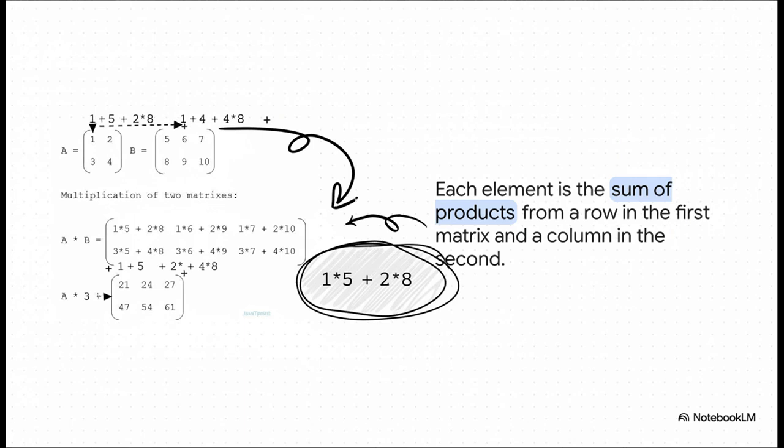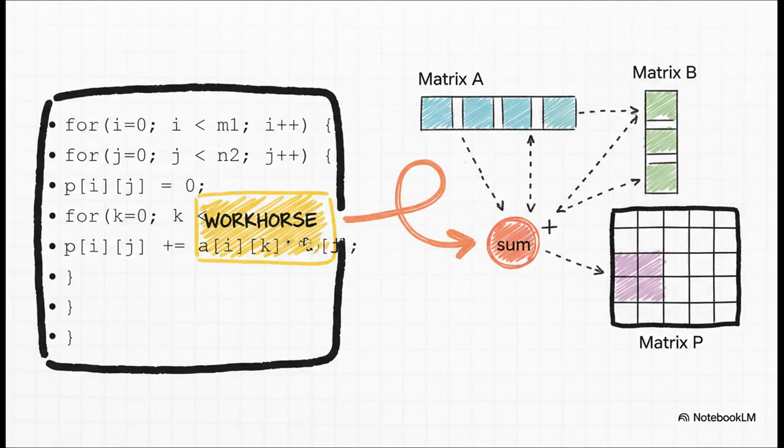This visual does a fantastic job of breaking down the actual process. So, to get just one single number in our final matrix, here's what you do. You take an entire row from the first matrix and an entire column from the second one. Then you multiply the first element of the row by the first element of the column, the second by the second, and so on. Finally, you add up all of those little products, and that sum, that's your new element. It's a lot of work for just one number, right? And here is the code that brings that whole process to life.